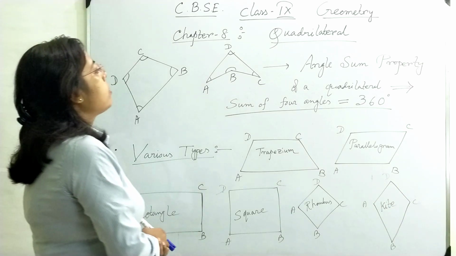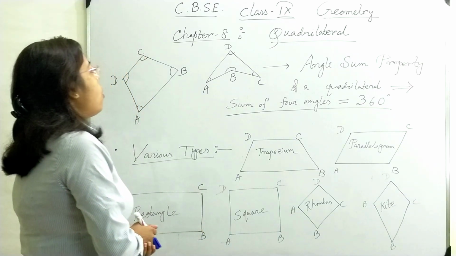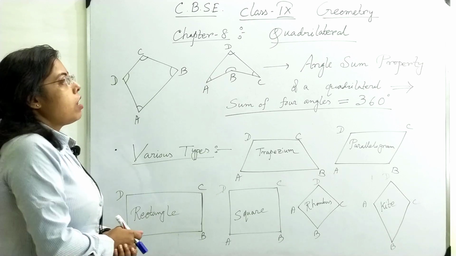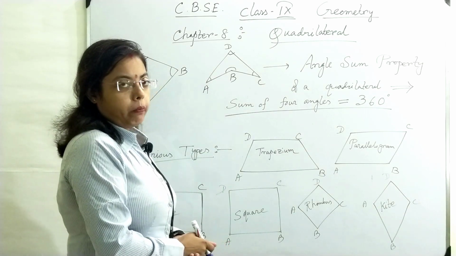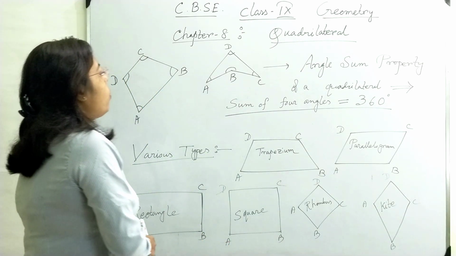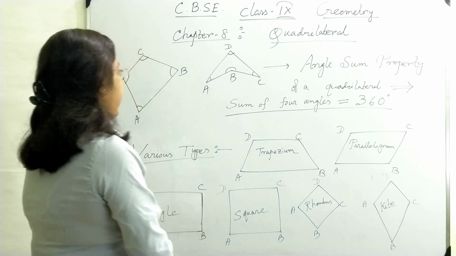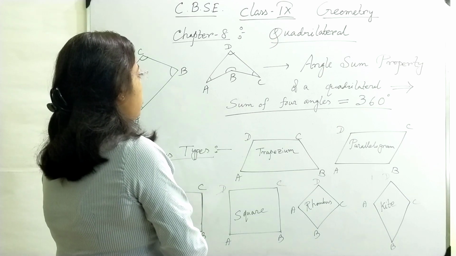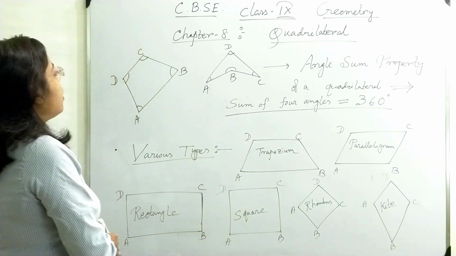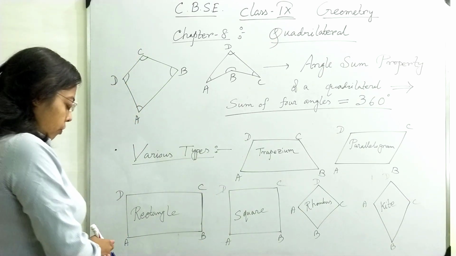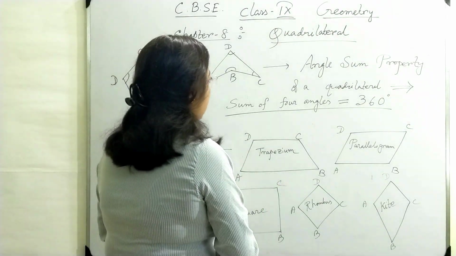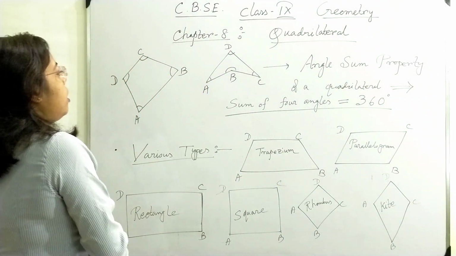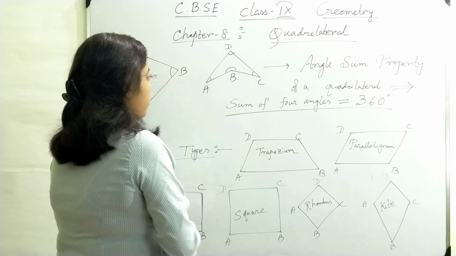This is my second class for CBSE class 9 geometry. In the previous video, we discussed Euclid's geometry, and today's topic is chapter number 8. In this chapter, we will learn about quadrilaterals.